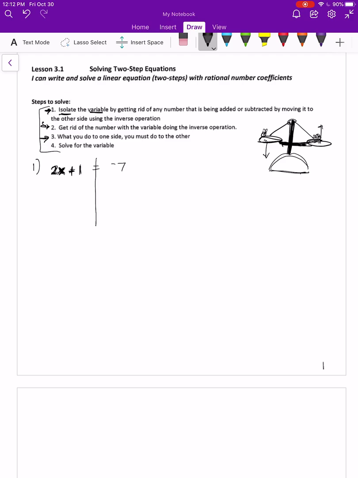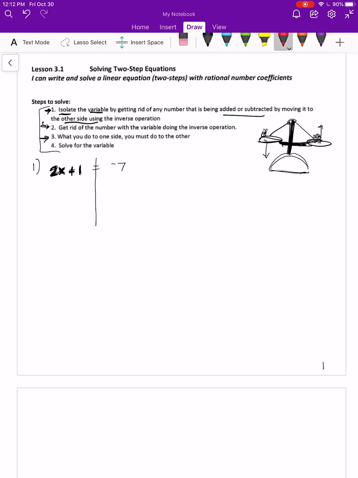In order to do that, you have to get rid of any number that's being added or subtracted by moving it to the other side. And I always refer to this as, you've got 2 friends. You've got your best buddy 2 because he's right by your side. And then you have your other friend. He's a good friend, but not as close as your 2 friend. And that one's the plus 1. So you get rid of him first because he's not your closest friend.